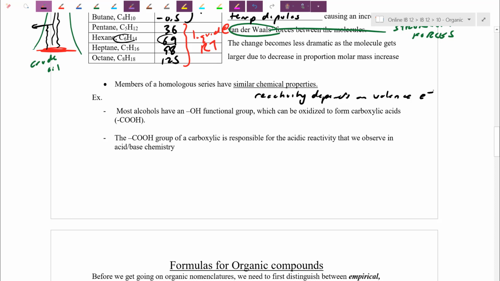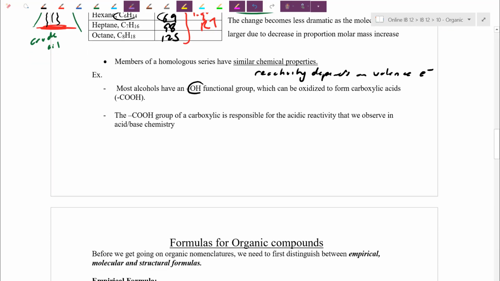Okay, so most alcohols have an OH functional group that can be oxidized. We'll see that reaction later on into carboxylic acid. So I can convert an OH functionality to a COOH. We talked about this OH having hydrogen bonding, but hydrogen bonding is typically more like a physical characteristic. Anytime we see the COOH, we call it a carboxyl group. That group is a carboxylic acid, so it's acidic in nature, but it is going to be a weak acid. The Ka is going to be fairly tiny.